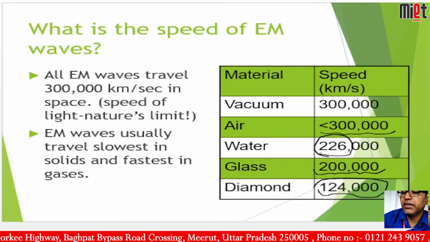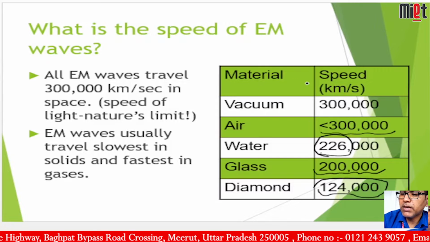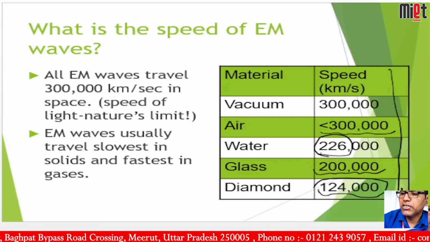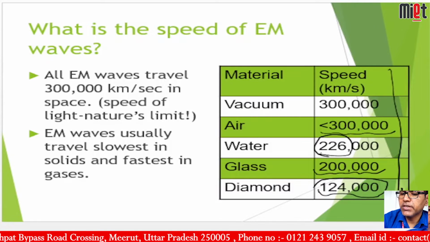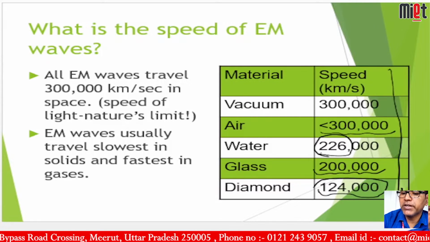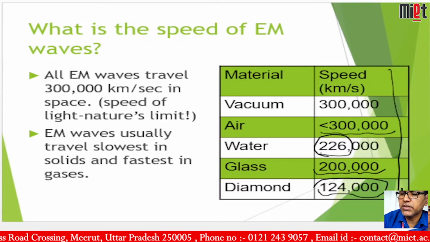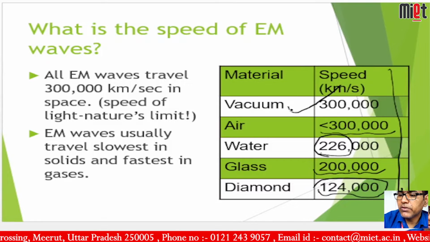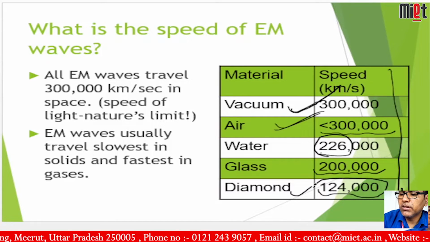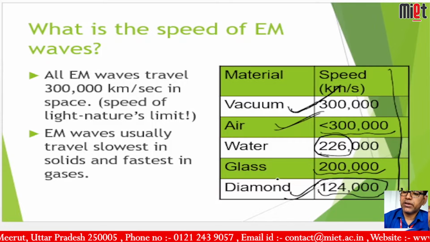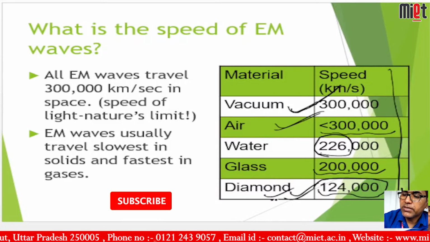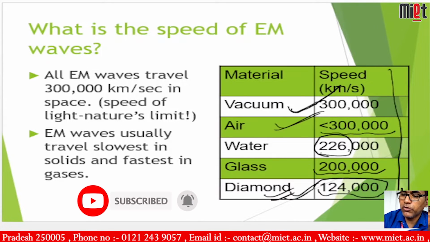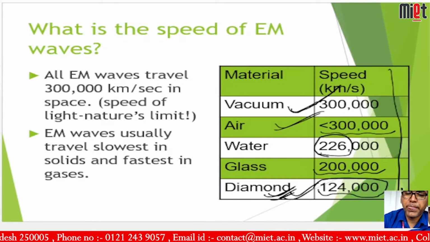So you can see that as the density of the material increases, the speed of the electromagnetic wave decreases. Electromagnetic waves usually travel slowest in solids and fastest in gases. An electromagnetic wave travels faster in vacuum and in air, and slower in diamond. Fastest in the vacuum and slowest in the solid.